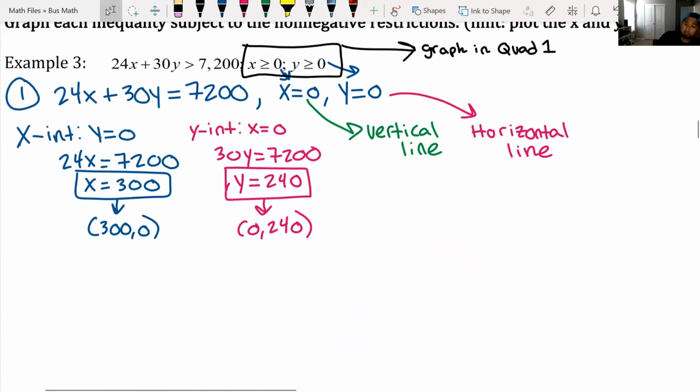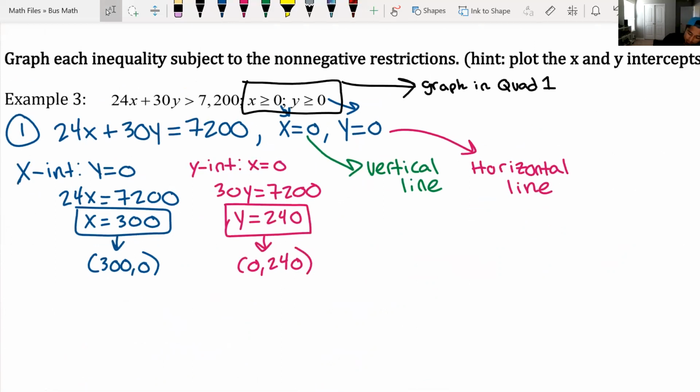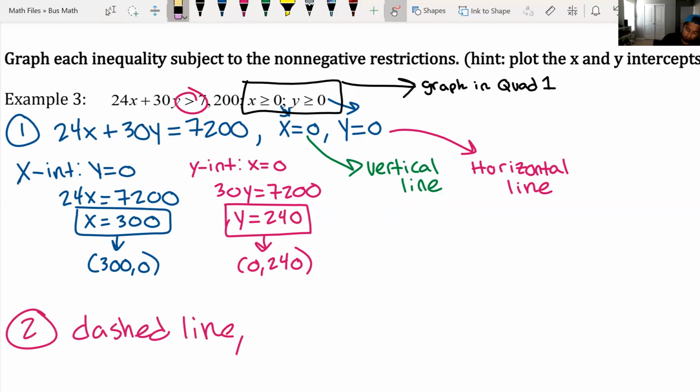All right. Step 2, what type of lines do we have? For the first one, we just have a greater than, so we're going to have a dashed line. For the last two equations, there's a greater than or equal to and a greater than or equal to. So for the last two, both lines will be solid. So we're going to have one dashed line and two solid lines. All right, perfect.